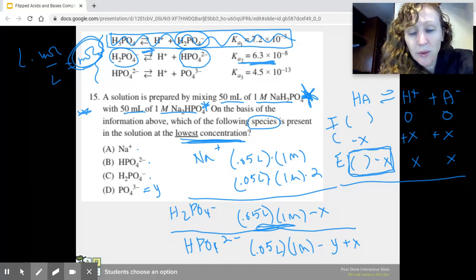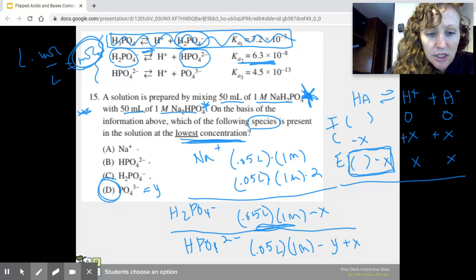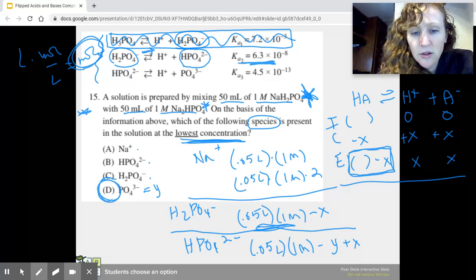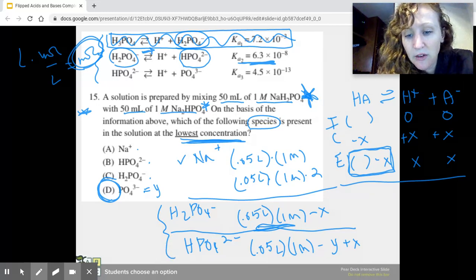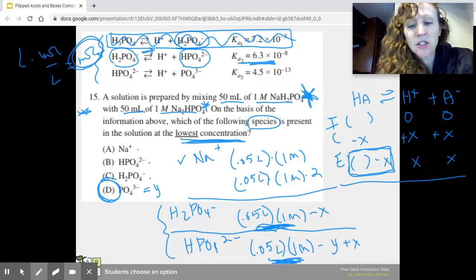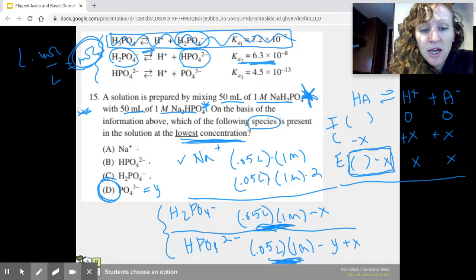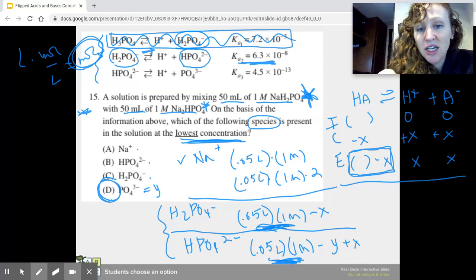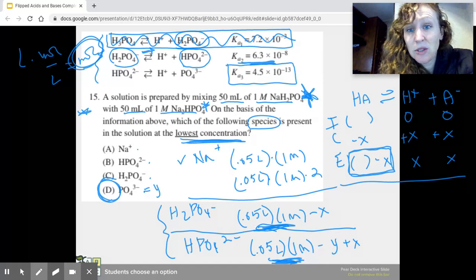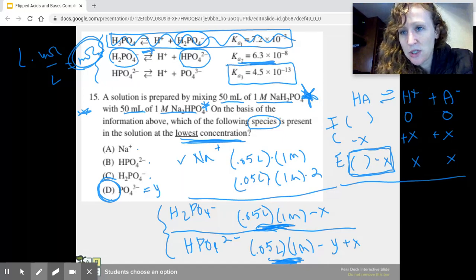chart. So I really don't have to do any calculations. The answer is going to be D. Sodium is going to have the most by far. H2PO4 minus and HPO4 2 minus are really going to be governed mostly by what they start with. Their concentrations are going to be very close to what they start with. PO4 3 minus is the only one that's going to be dependent on the change by a super small Ka. So that change is going to be really small. So your answer is going to be D.